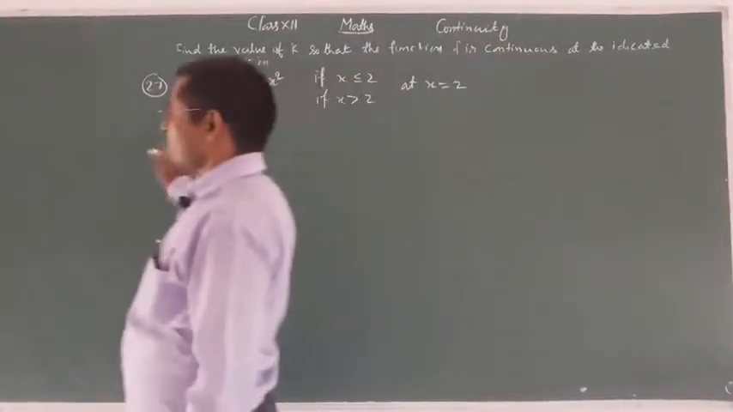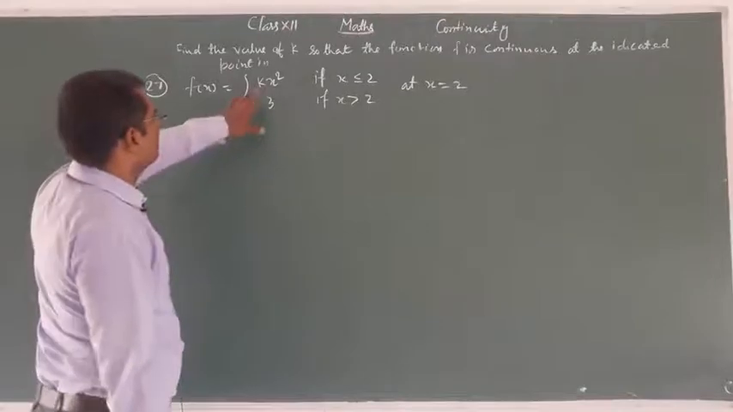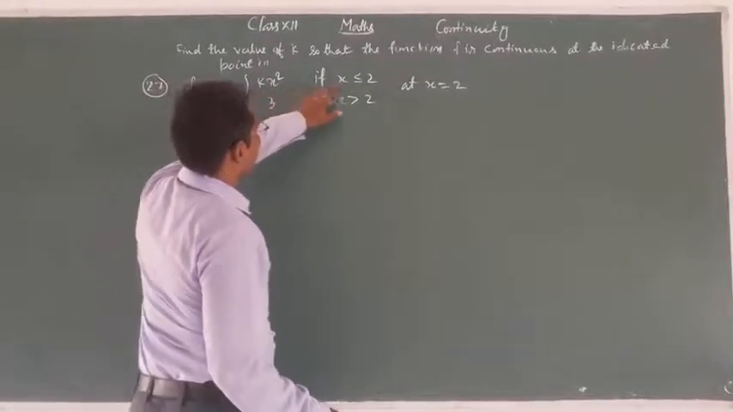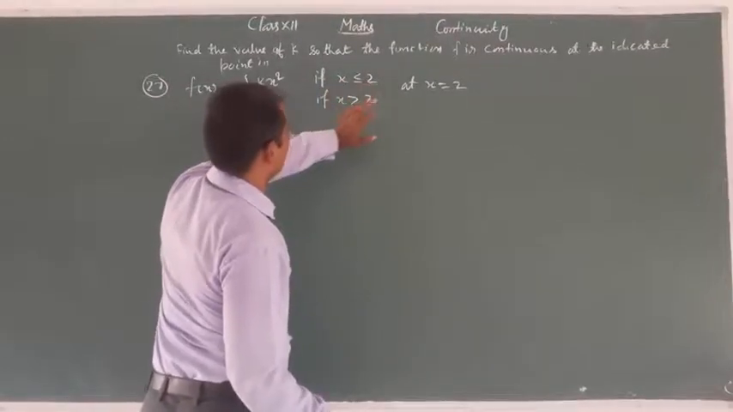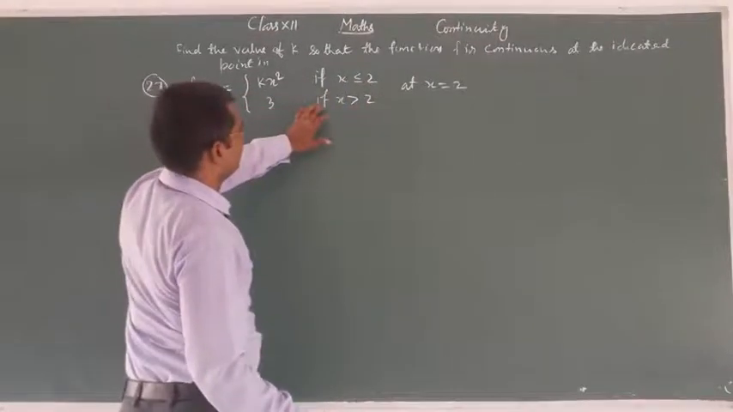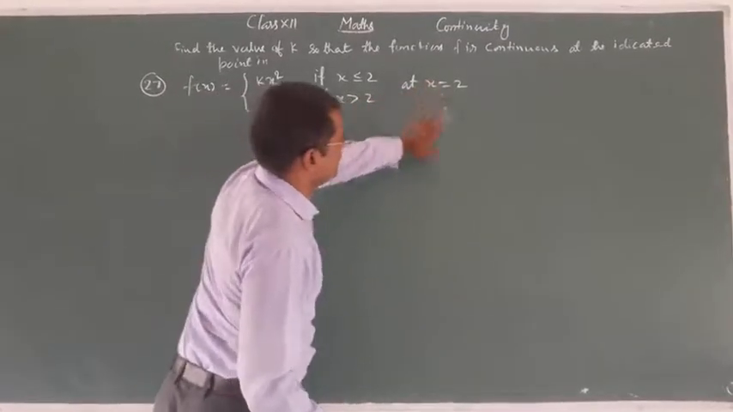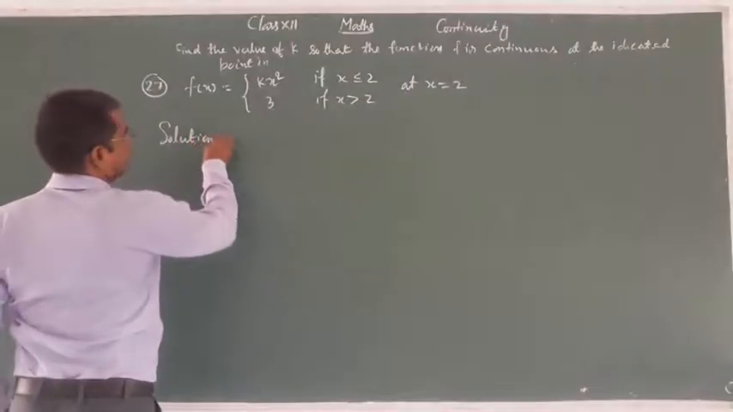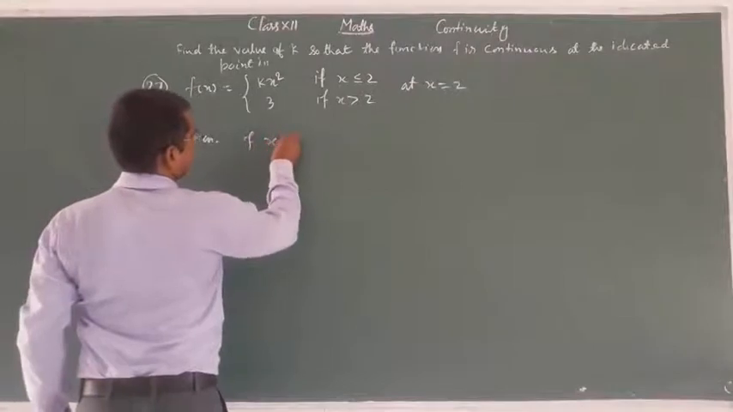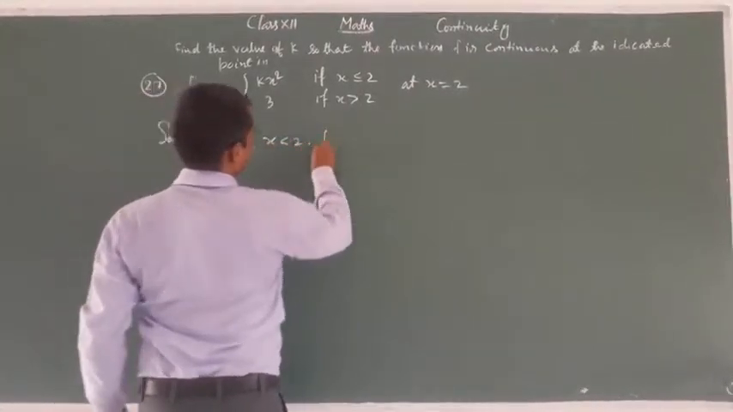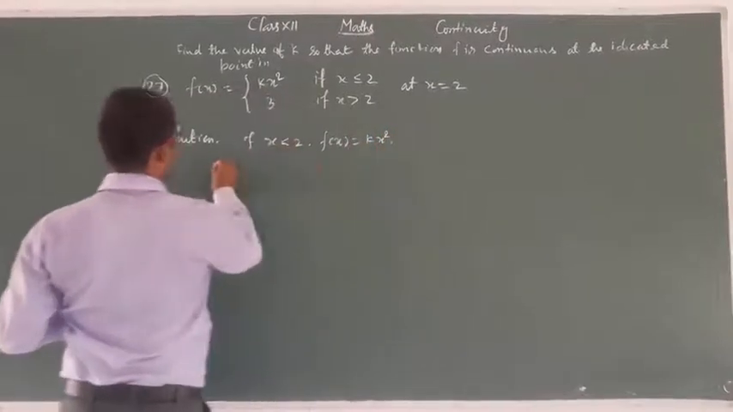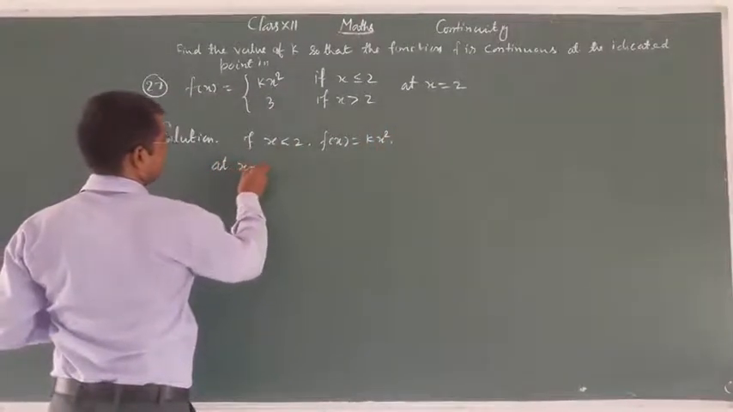Question number 27. f(x) is kx square if x is less than or equal to 2, and f(x) is 3 if x is greater than 2, at x is equal to 2. So the solution: if x is less than 2, f(x) is equal to kx square at the point x is equal to 2.